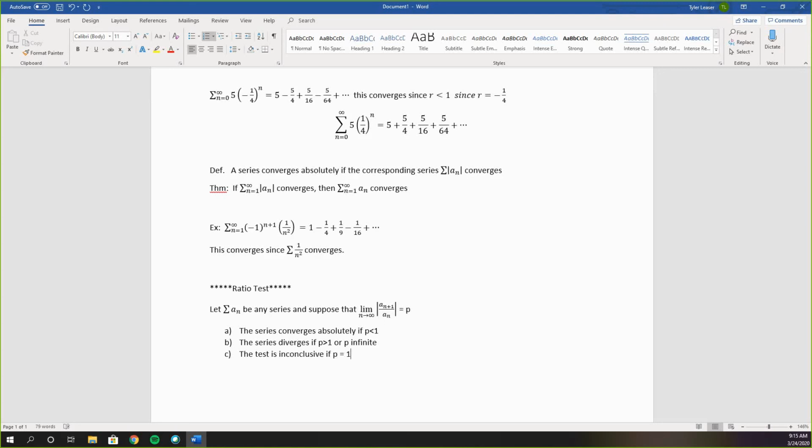Just to go over the ratio test again: if you take the limit of the ratio of the next term divided by the previous term, the absolute value, as n goes to infinity, this may converge, it may not converge. If it does converge to a number, and that number is less than 1, the series converges absolutely. If it converges to a number bigger than 1, it diverges. If it comes out equal to 1, then the test is inconclusive.